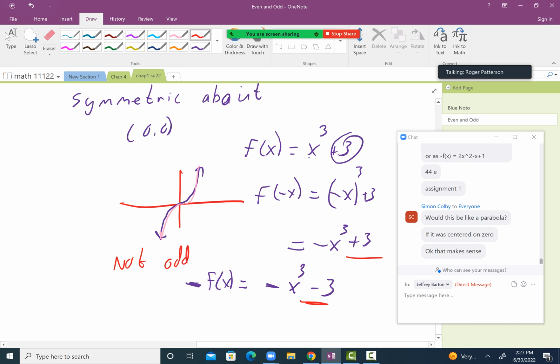So the only way that it can be odd is if it didn't have a constant being added to it, right? Or it was an x cubed plus an x. Then that would be okay, because when we put a negative in there, then everything becomes negative and we're all right.